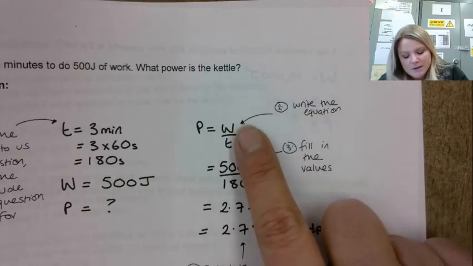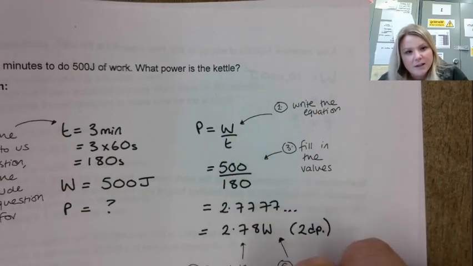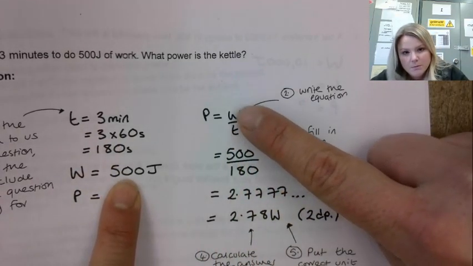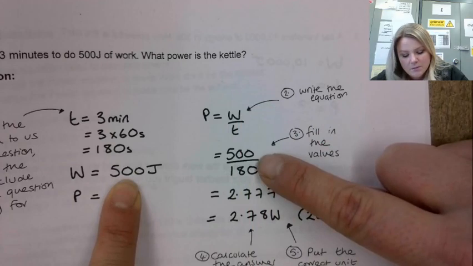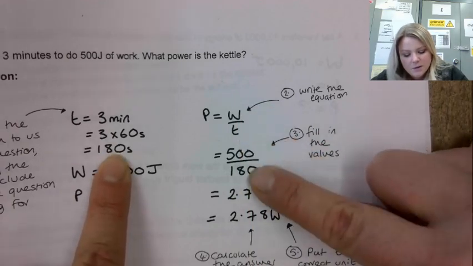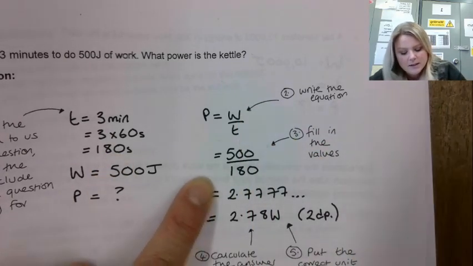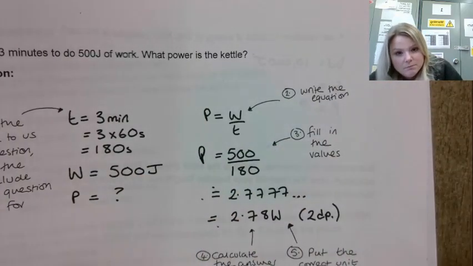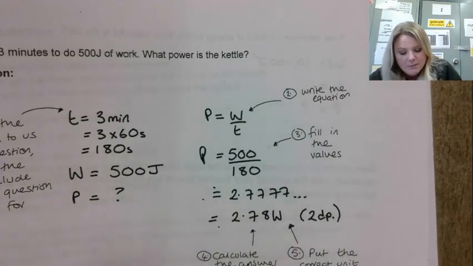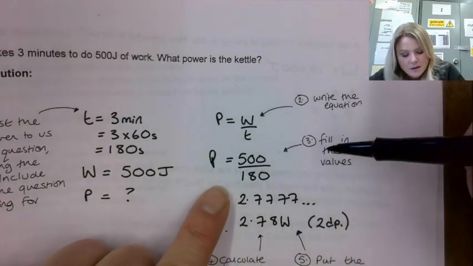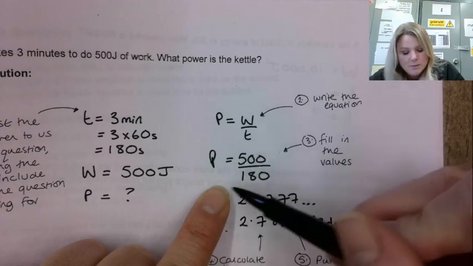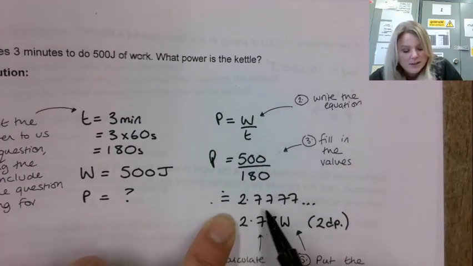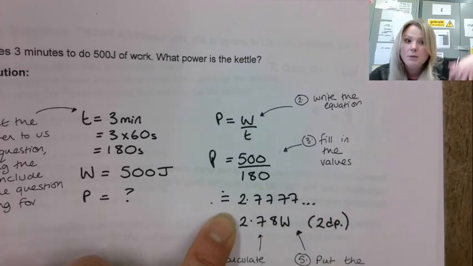Then we basically rewrite our equation, but fill in any numbers that we know. So we know that the work is 500, so we replace work with 500, divided by time, which we know is 180. And I haven't done it here, but we can still keep writing down power equals the whole time. I sometimes do it and sometimes don't. So fill in the values. Then this would be one you would be allowed to use your calculator for. So 500 divided by 180 gives you 2.77777777. That'll just keep on going.